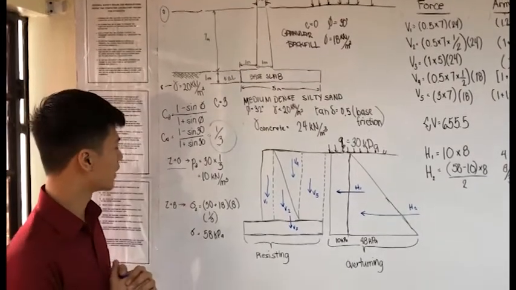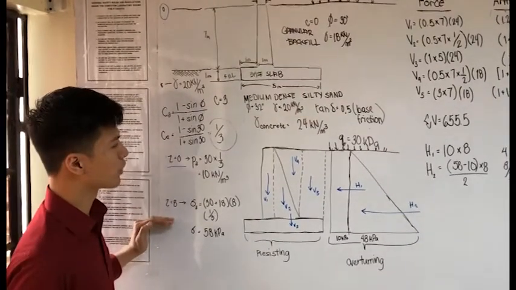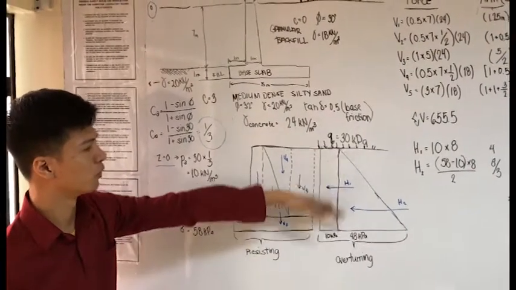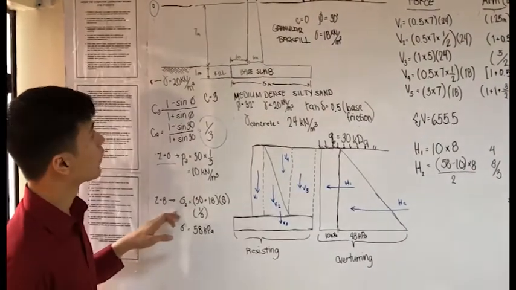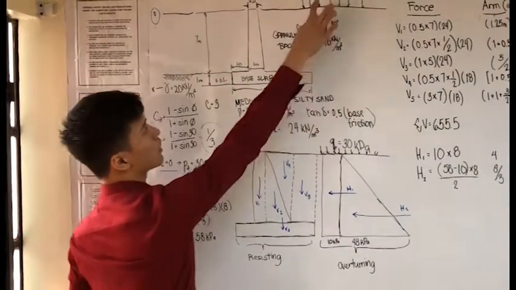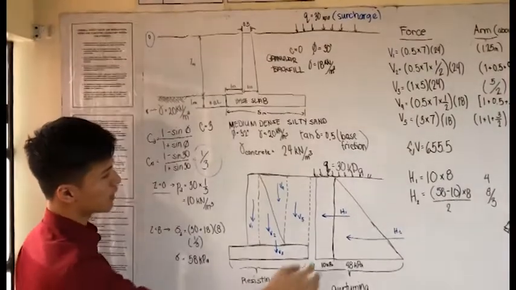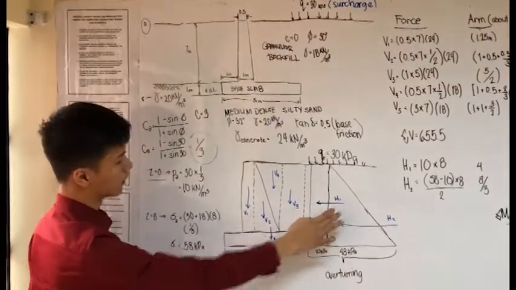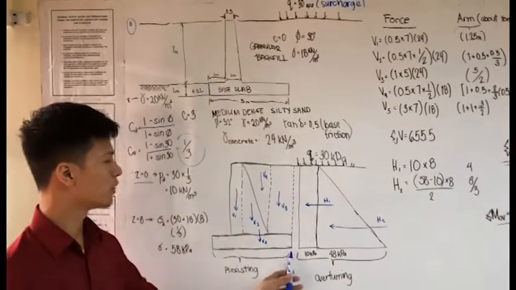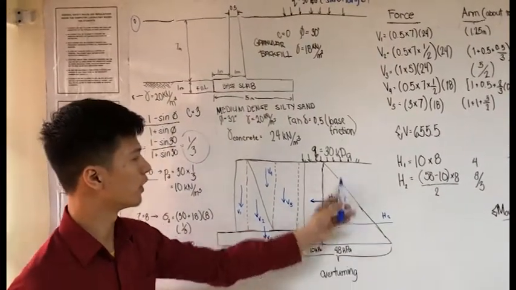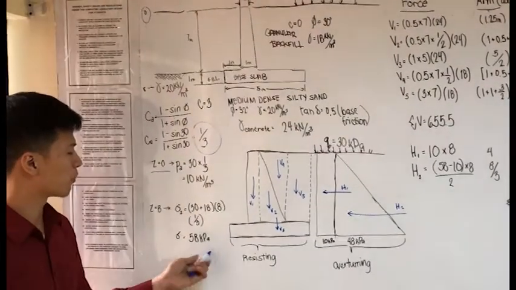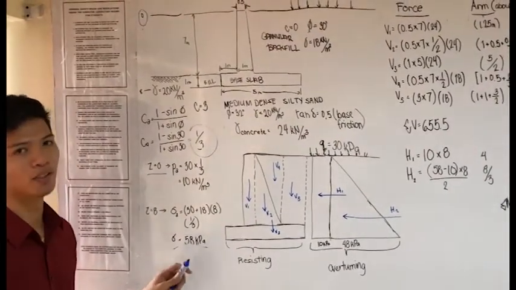Next is the active soil pressure in which we also consider the soil of the whole figure. Here we have 30 plus 18, where 30 comes from the surcharge and 18 is from the unit weight of the soil. We multiply it by 8, since we consider the whole soil depth. So we get an active soil pressure of 58 kPa.